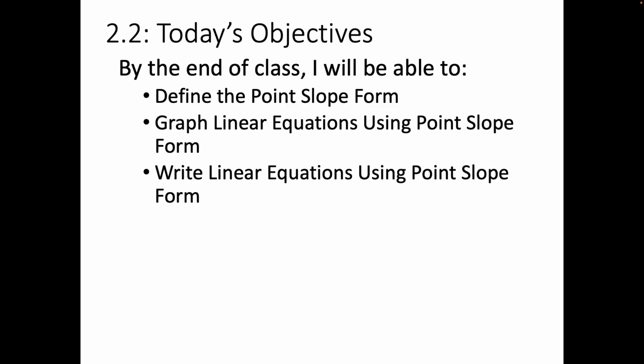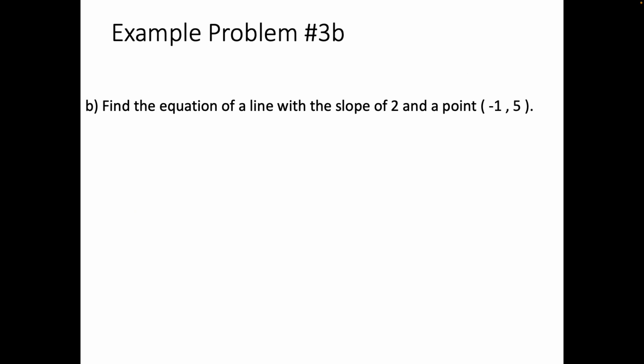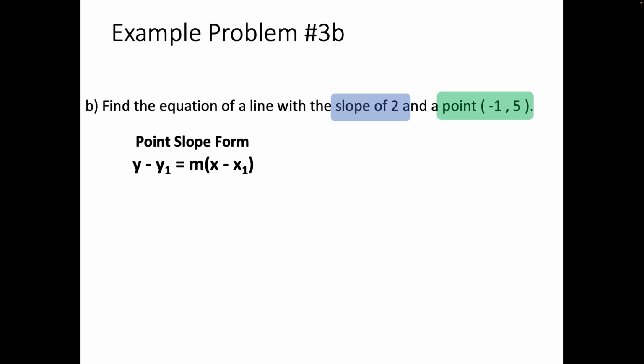So we have 3 objectives, and our third objective is to be able to write linear equations using the point-slope form. So in our notes we have this problem, problem 3b. Find the equation of the line with the slope of 2 and a point of negative 1, 5. So if we have the point and the slope, I'm going to use the point-slope form, which is y minus y1 equals m times the quantity x minus x1. And my slope, I'm just going to put in right there for m. And my point, I'm going to put in there for x1, y1.